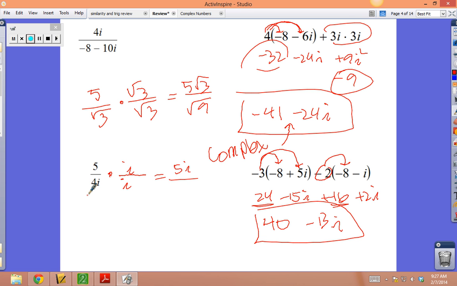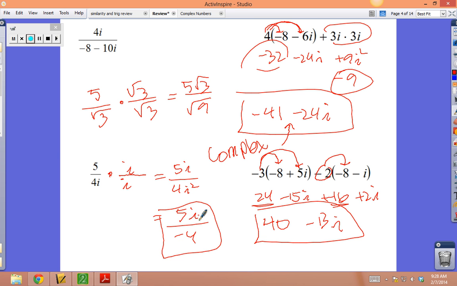On the bottom, 4i times i is going to be 4i squared. But you designed it that way because you know an i times an i is a real. So your final answer should be 5i on top and a negative 4 on bottom. So now your denominator is a real number and you're satisfied.